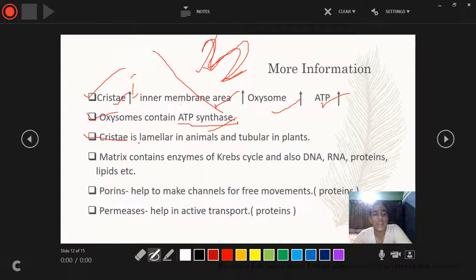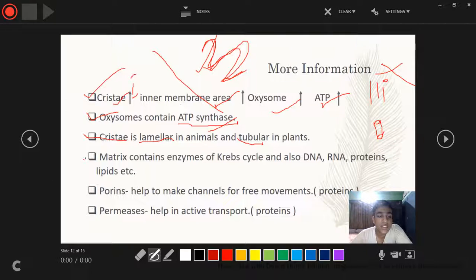The structure in animals is most commonly lamellar, and in plants most commonly tubular. Lamellar, you can say like this, or sometimes round, sometimes disc, some cross. Anything can happen in that structure. But tubular, you know, like microtubules, are tube-like cylindrical tubes. It is in a cylinder shape.